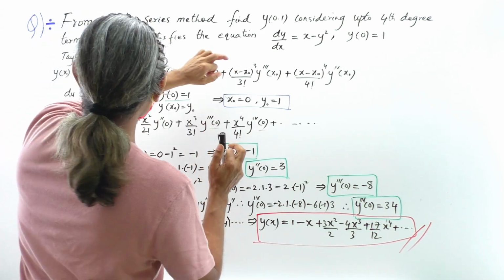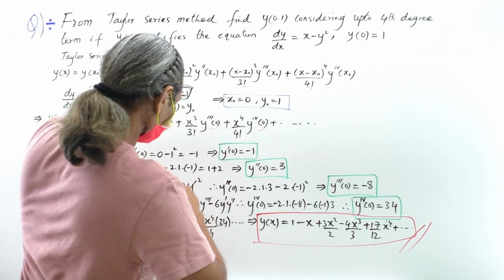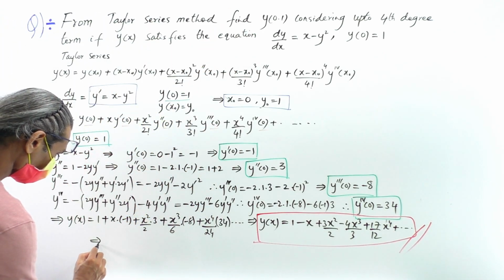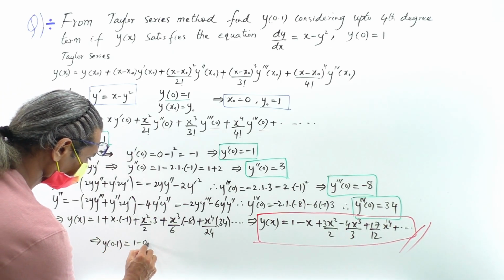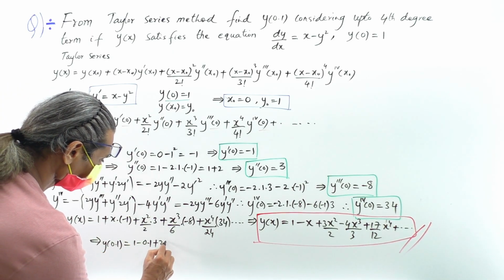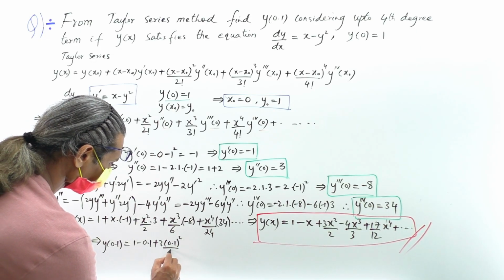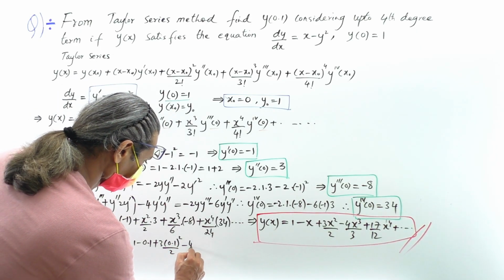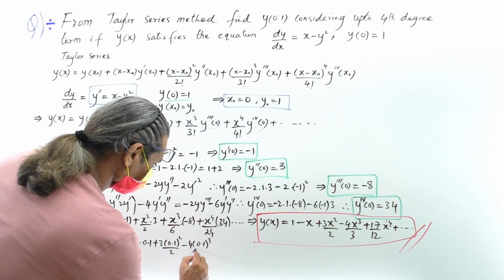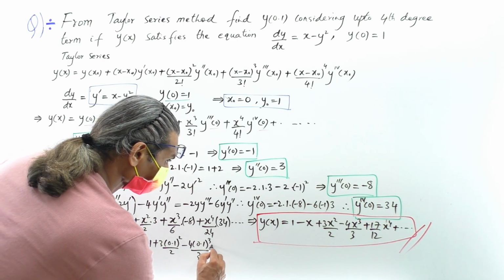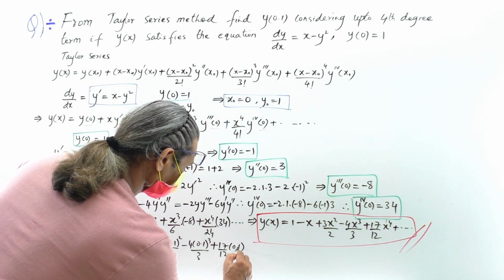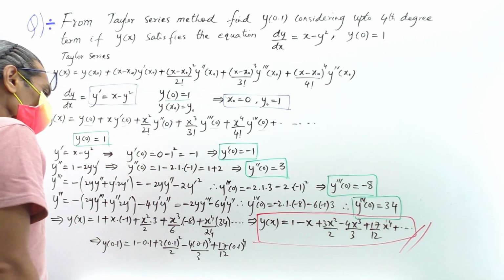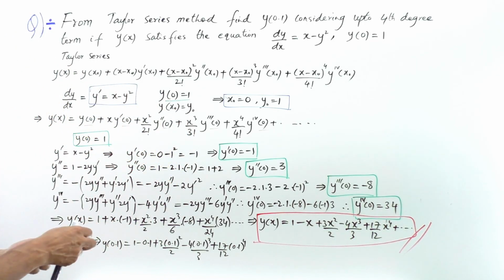Why? Because we have to find what? y of 0.1. So that implies y of 0.1 is equal to 1 minus 0.1 plus 3 into 0.1 the whole square over 2 minus 4 into 0.1 the whole cube over 3 plus 17 by 12 into 0.1 whole raised to 4. So let's check what the answer is using the calculator here.